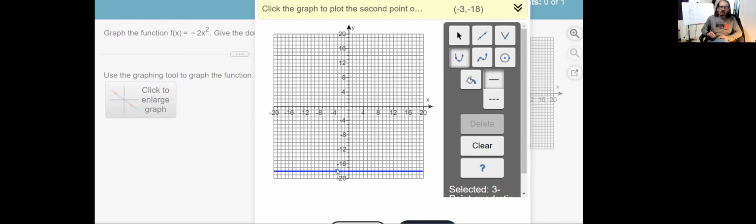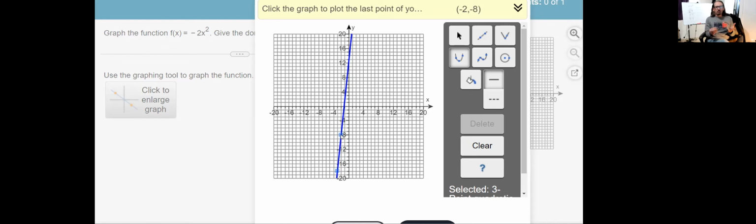Now it's asking us to plot another point. I had -2 comma 4. 4 was the original y value. I'm multiplying that by -2. So 4 times -2 is -8. I'm going to plot the point -2 comma -8. I'm not sure it took the previous one. Did it? Yeah, it did. Okay. So -2 comma -8. There's that.